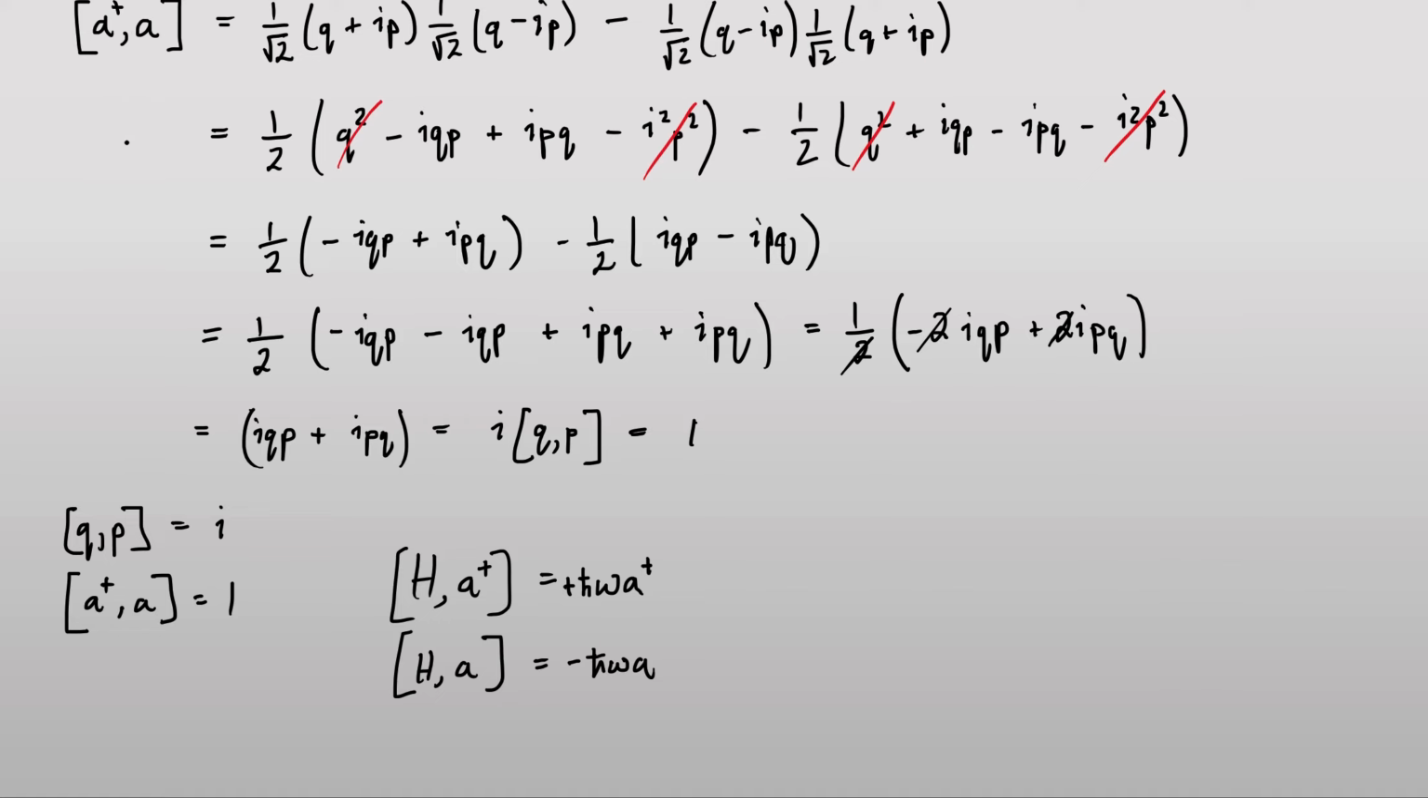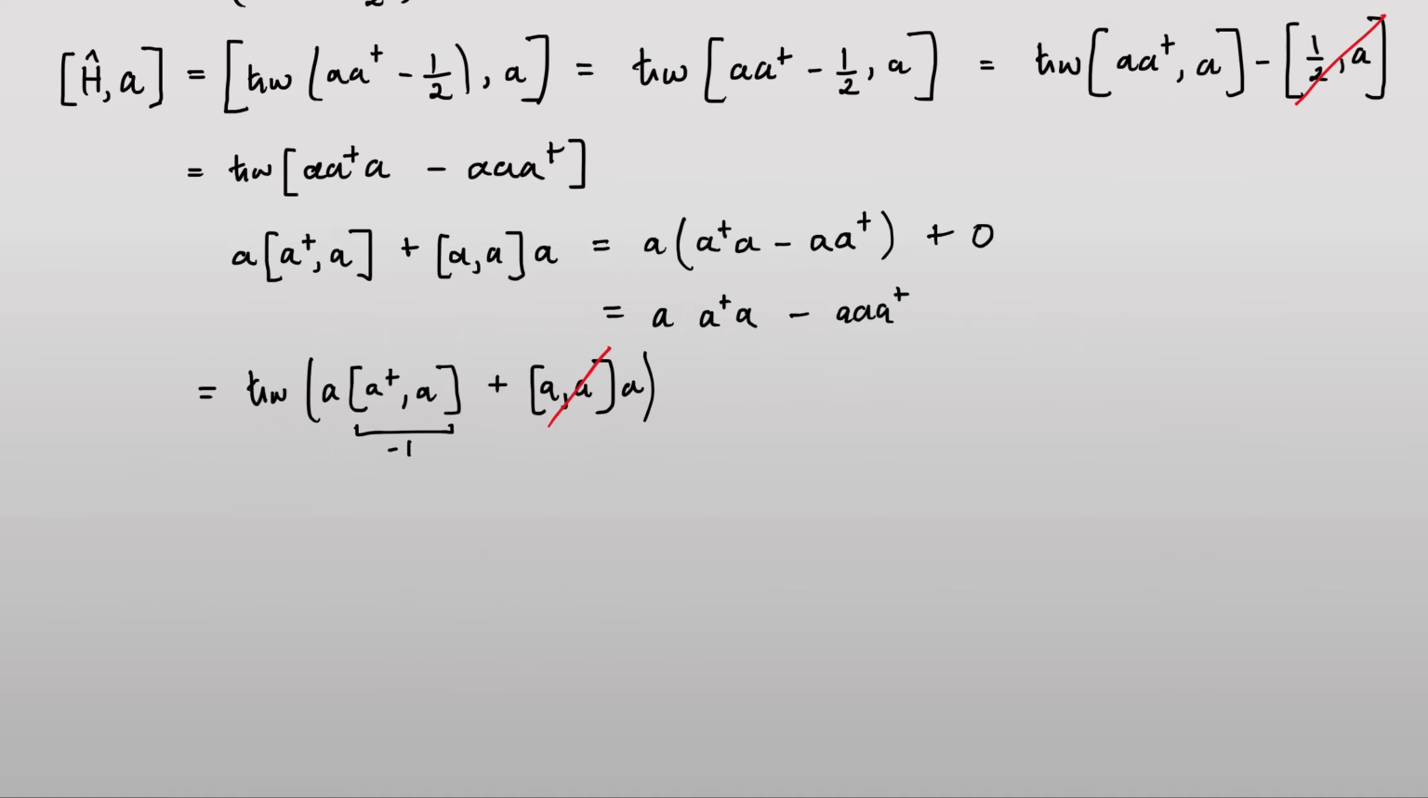A dagger. I think I might have missed a negative in here somewhere. But this, yeah, so this becomes -1. And that becomes negative h bar omega A. Now, let's see it. This is -1. Let me just double check.